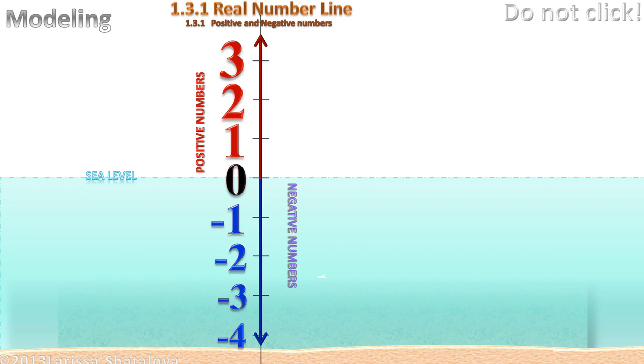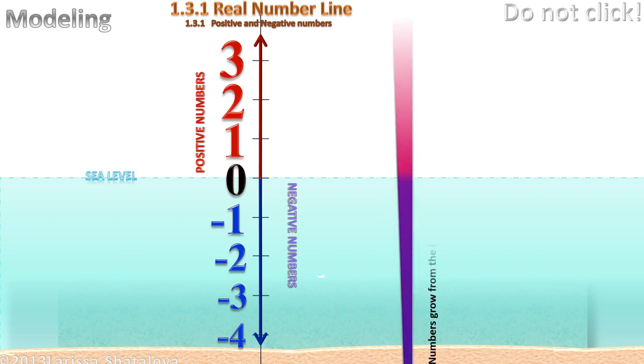What is important here, if you look at positive numbers, they grow from 0 and then 1, 2, 3. They're going up. We have to keep this pattern. So we have to make an assumption that all of these numbers grow from the bottom to the top.